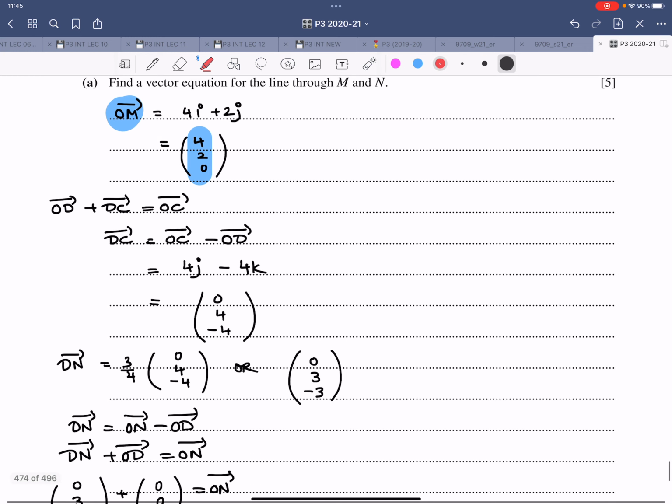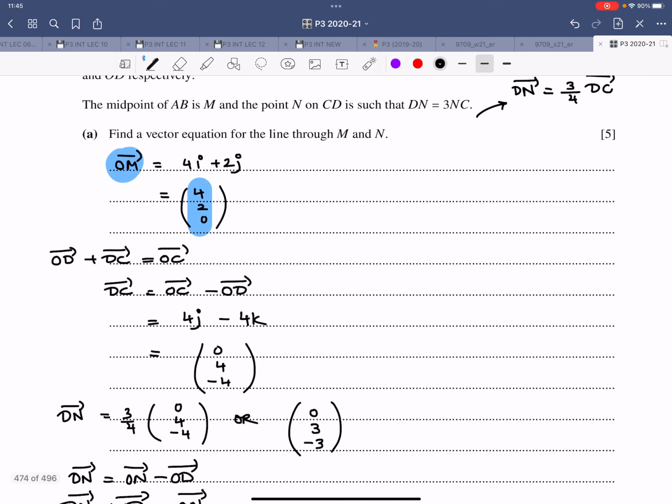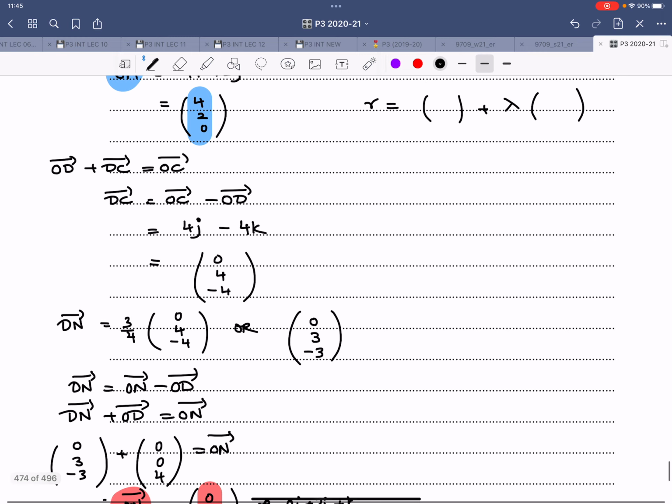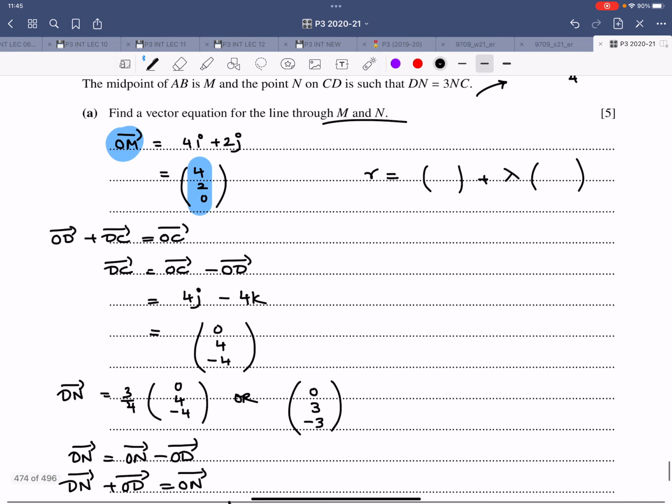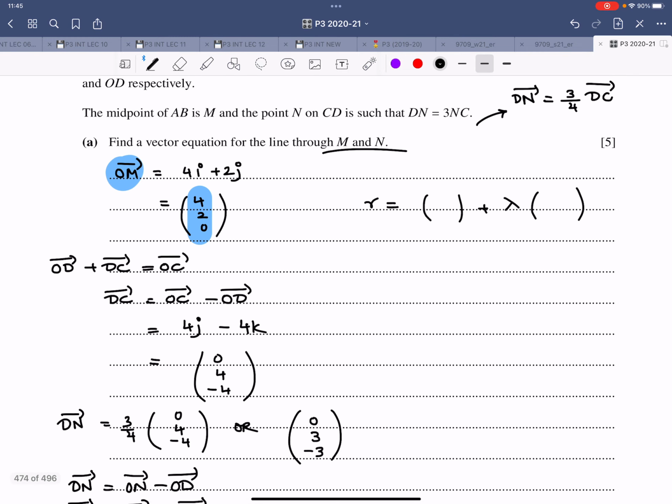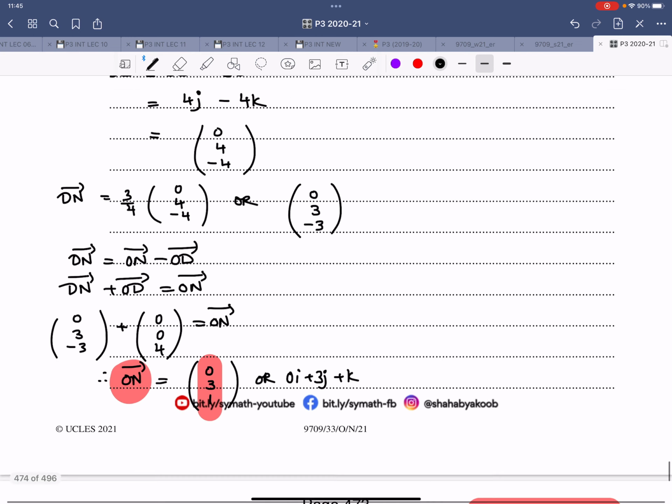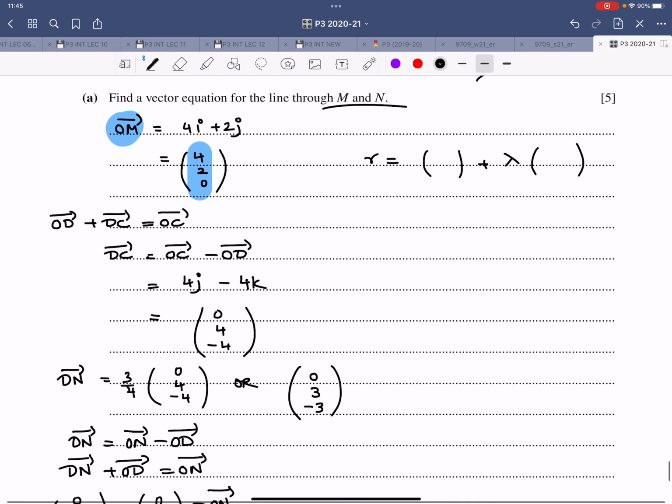So they are asking us something very simple, a line through M and N. So the line equation is r equals something plus lambda something. I can either choose OM or ON as my fixed point. As such, it doesn't make a difference which one. I'll choose the one with smaller numbers, which is 0, 3 and 1. So this is 0 and 3 and 1.